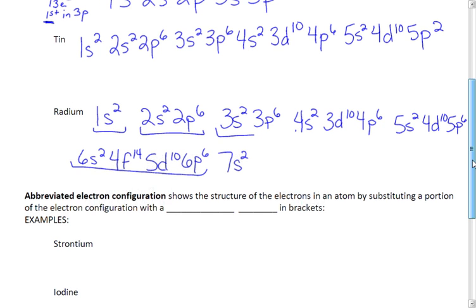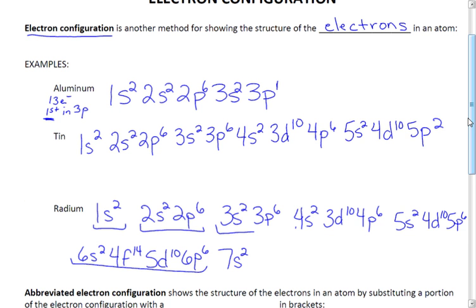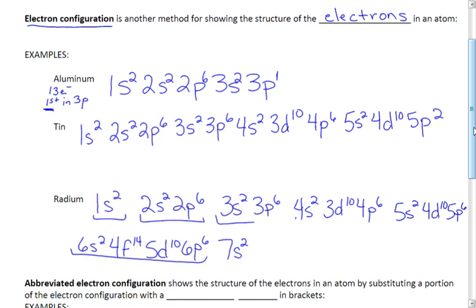Okay, so this is electron configuration. Very similar to our orbital notation. We just are not drawing the orbitals with the electrons in them. We're just listing them and putting a number to say how many electrons are there.